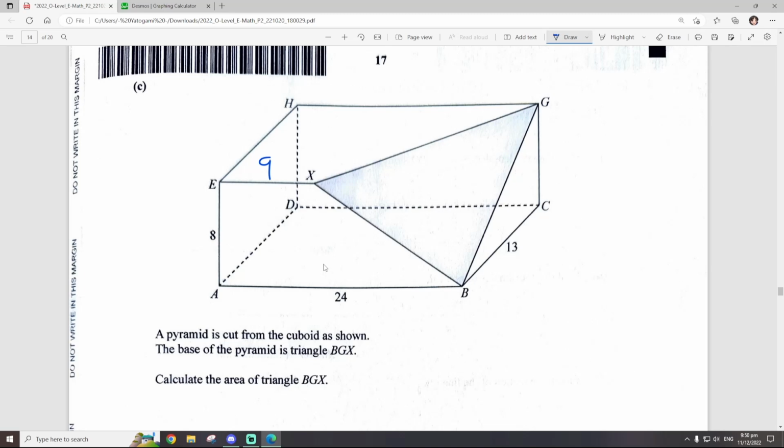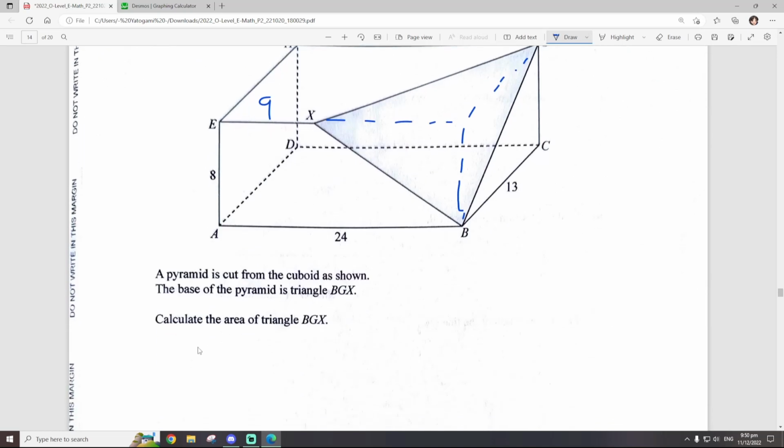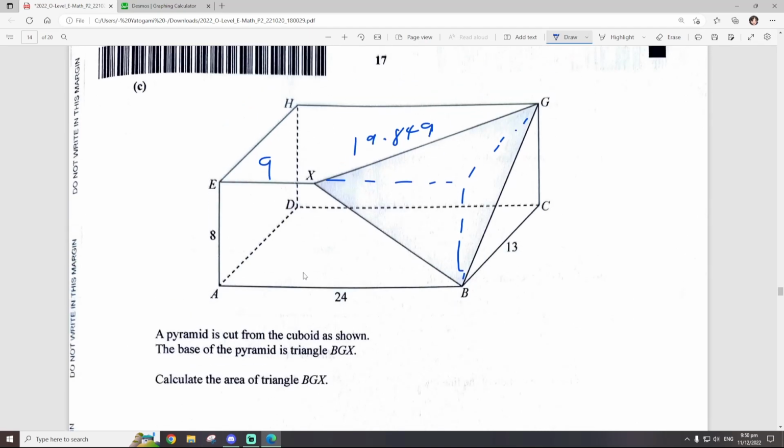Okay, so if I redraw the boundaries again, I already have GX. And for that matter, let's write the 5SF version for this, which is 19.849. And how do I find the area of BGX? Well, I'm going to need to find the 3 sides, and then I can apply a cosine rule to find one of the angles. Once I find the angle, I can apply a sine rule. So this is 15. One of the Pythagoras triples that's quite famous is 8 square plus 15 square is 17 square. So in fact, BX is exactly 17.